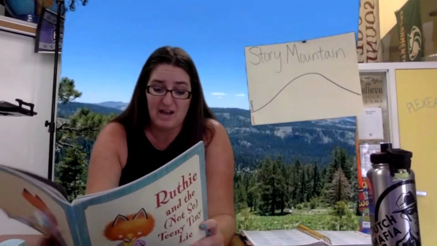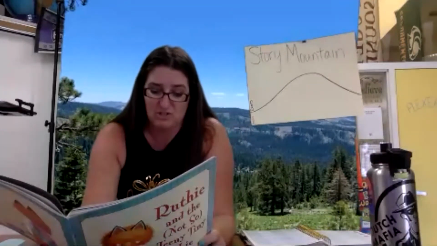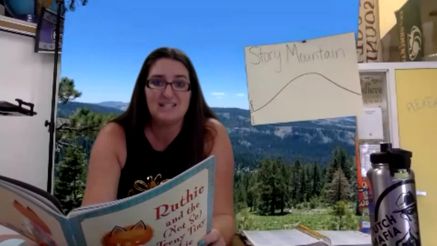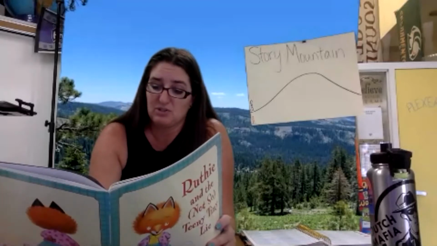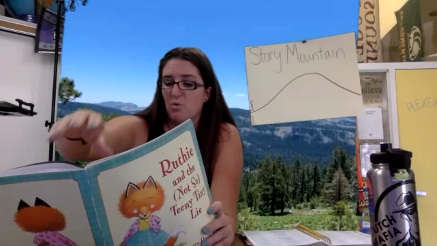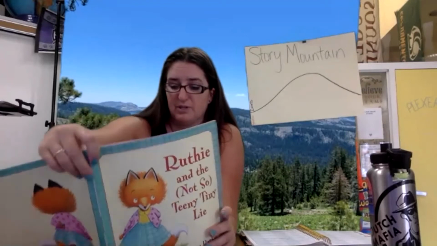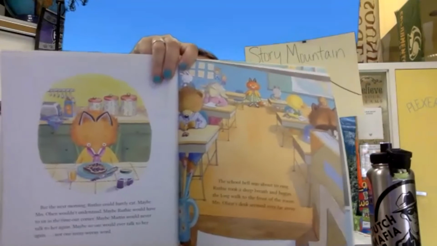But the next morning, Ruthie could barely eat. Maybe Mrs. Olson wouldn't understand. Maybe Ruthie would have to sit in the timeout corner. Maybe Martin would never talk to her again. Maybe no one would ever talk to her again. Not one teeny weeny word. The school bell was about to ring. Ruthie took a deep breath and began the long walk to the front of the room. Mrs. Olson's desk seemed very far away.